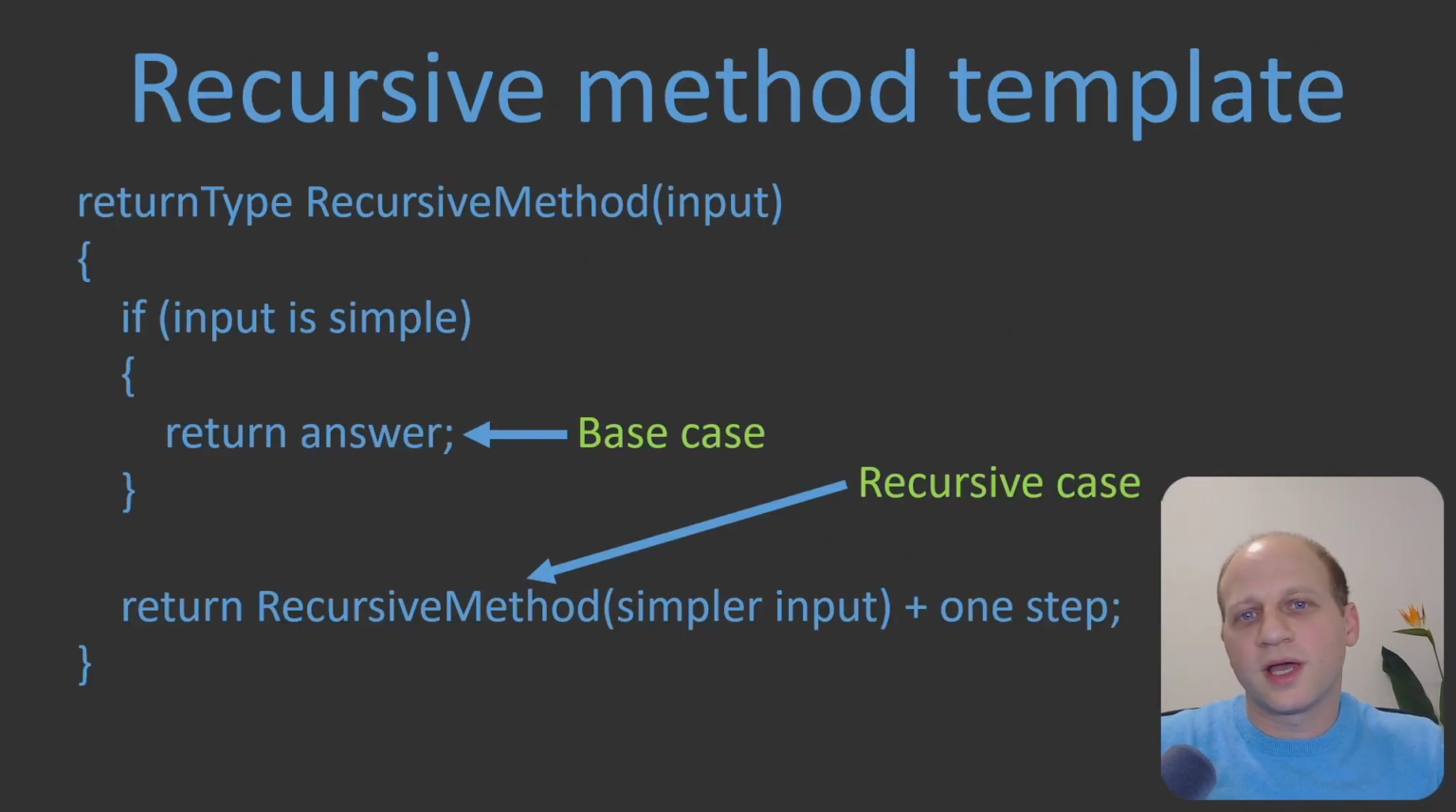To summarize how a recursive method looks like, here's a very abstract template. This code doesn't compile, it's just here to show you the main parts of a recursive method. As you can see, every recursive method has two parts: the base case, in which the method returns an answer, and the recursive case, in which the method calls itself. Now, let's go to VS Code and see some examples.